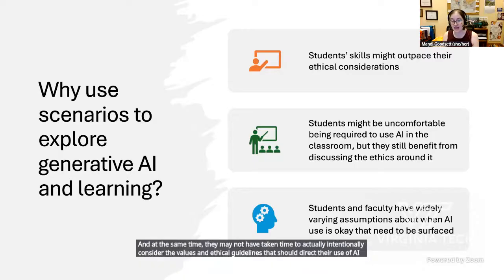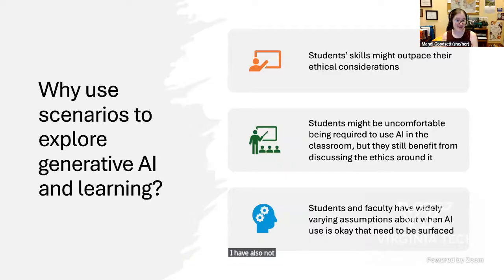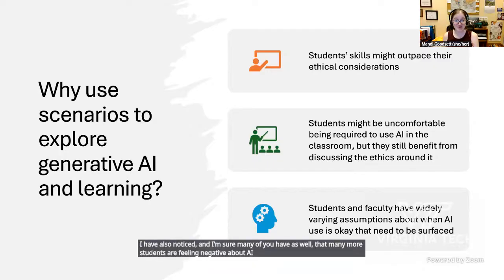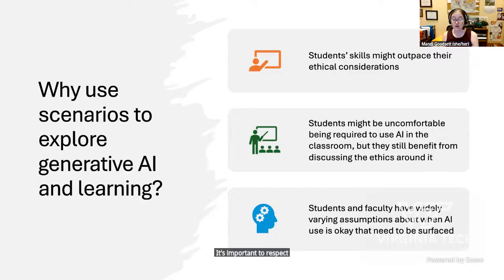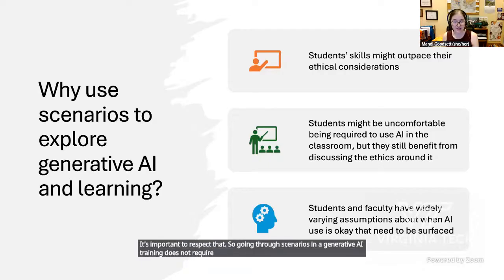So when we set aside time for that important consideration, it can help them make better choices about when and how to use AI in the first place. I have also noticed, and I'm sure many of you have as well, that many more students are feeling negative about AI than even just a couple of years ago. Some of them really do not want to be forced to use AI, and I think it's important to respect that. So going through scenarios in a generative AI training does not require any AI use, and it still brings up really important AI-related issues that all students should be considering.